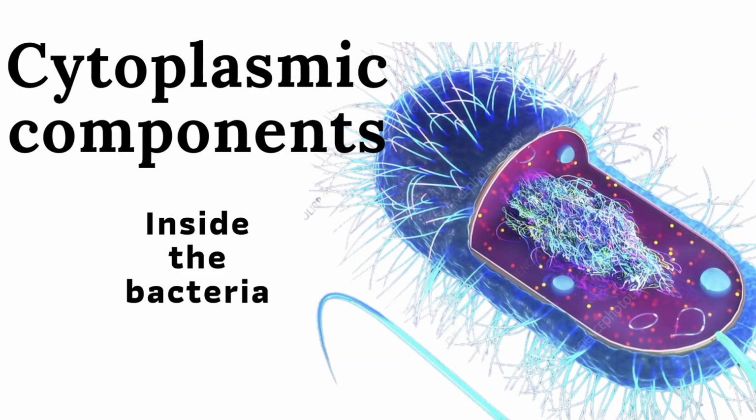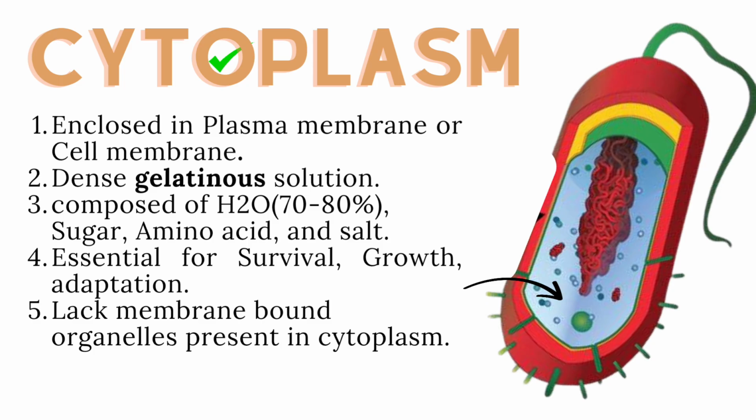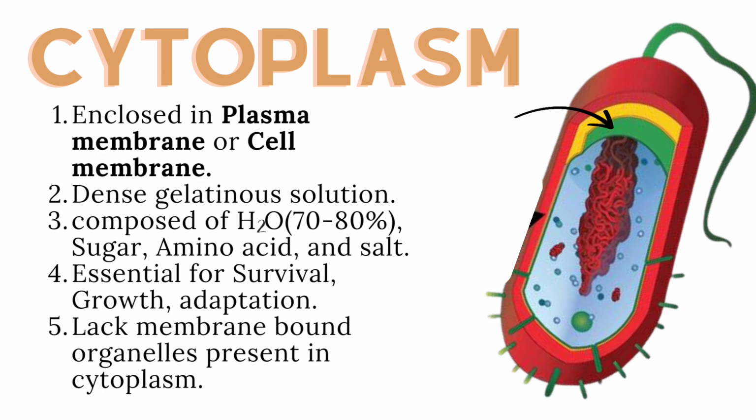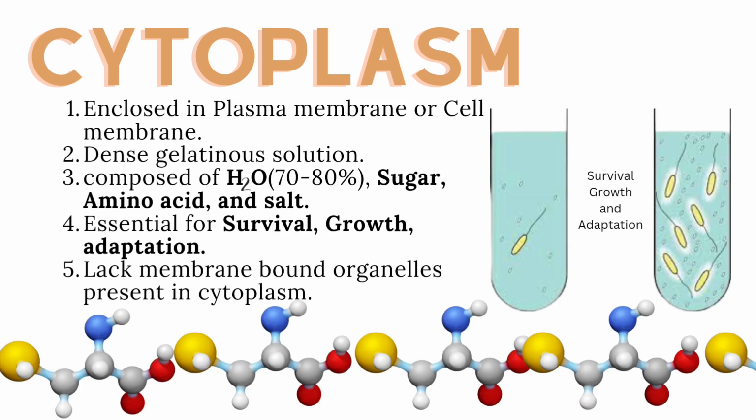Let's take a look inside the bacterial cell membrane. Cyto means cell and plasm means colorless liquid fluid. Therefore, cytoplasm is a colorless gel-like substance. This colorless, dense, gelatinous solution is enclosed in the plasma membrane.